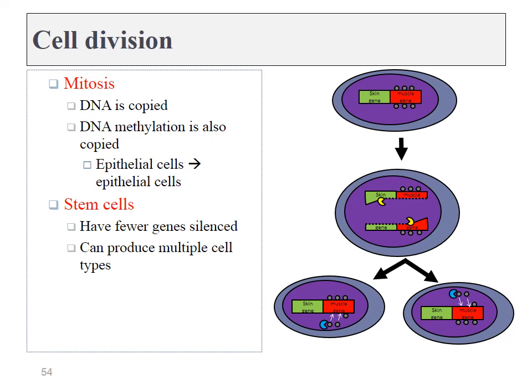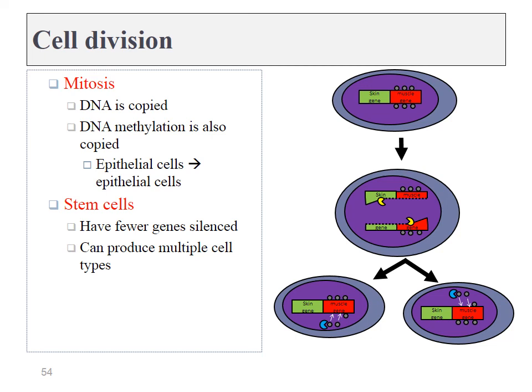Therefore, an epithelial cell that has turned off its muscle contraction proteins, when it duplicates its DNA, the muscle contraction proteins will still be inhibited and stored in histones. Therefore, epithelial cells give rise only to epithelial cells when they undergo mitosis. They cannot produce muscle cells. Conversely, muscle cells can only produce other muscle cells, not epithelial cells.